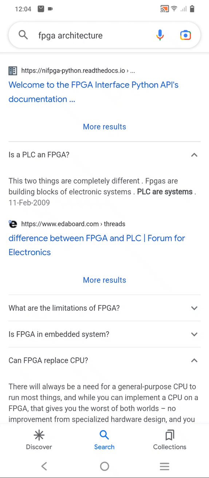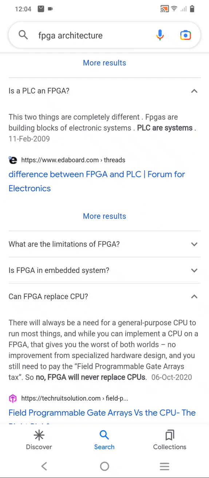FPGAs are building blocks of electronic systems. PLCs are systems in themselves. There is a difference. They are called programmable logic controllers.